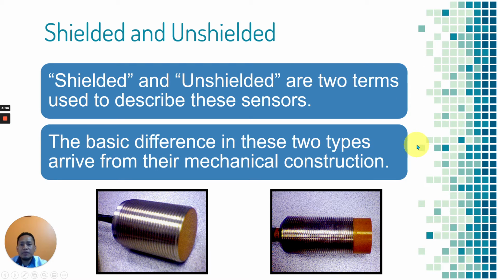This is the type of both ends of the sensor, either shielded or unshielded. Shielded and unshielded are two terms used to describe this sensor. The basic difference in these two types arises from their mechanical construction. We can easily look into this mechanical construction, either they are shielded or unshielded. Shielded means there's a shield around the sensor, only this part on the outer part. On the other hand, this is unshielded, the sensor can sense.